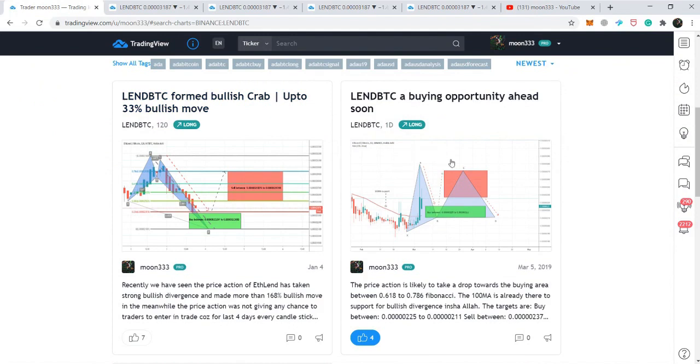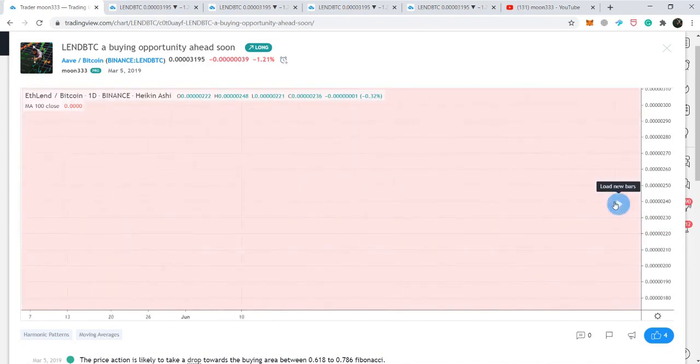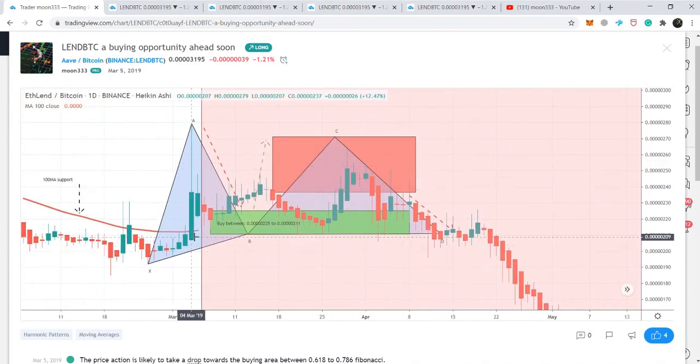This was the idea that I shared on 5th of March 2019. After complete research, I predicted that the price action can move in a Gartley pattern. This was the initial leg, and I predicted that the price action can move in this way. It will be retraced here between 0.618 to 0.786 Fibonacci, then it can be projected between 0.382 to 0.886, and then again it can be retraced here between 0.618 to 0.786 Fibonacci retracement level.